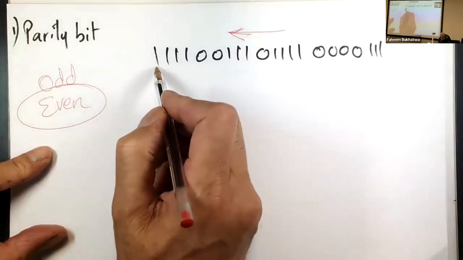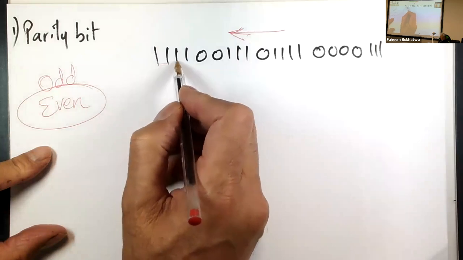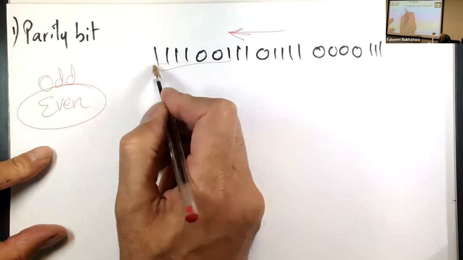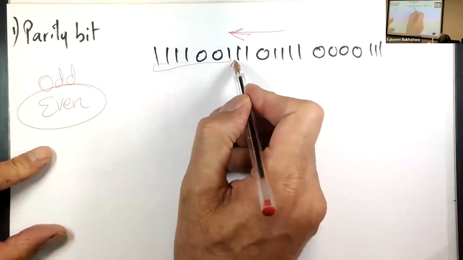So the sender looks at the first 7 bits. Up to this point, there are 7 bits. I'm going to insert a bit here.